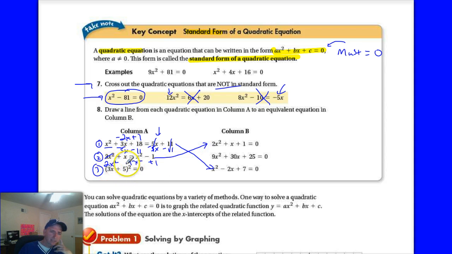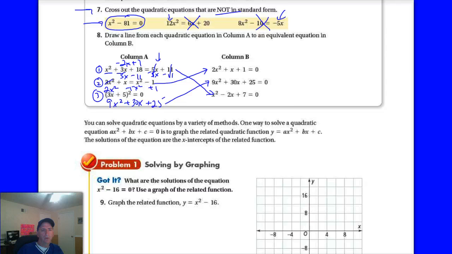And this one right here, this is a perfect square trinomial. We could actually use our old trick. Square the first one, square the last one. 2 times that would be 15 times 3 times 2 is 30x, and that is this one right here. So you will have to be able to turn equations into standard form when they're not in standard form.